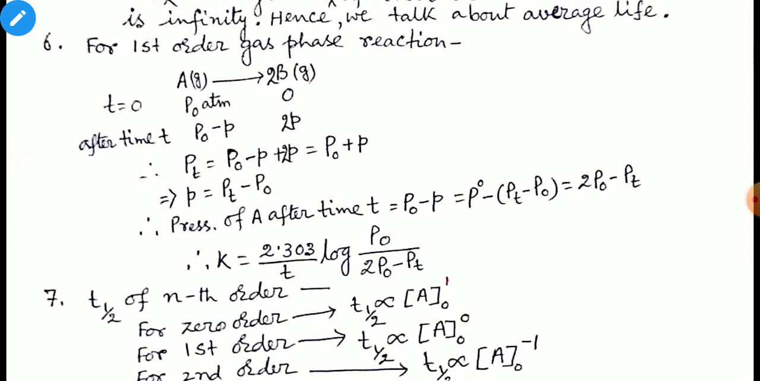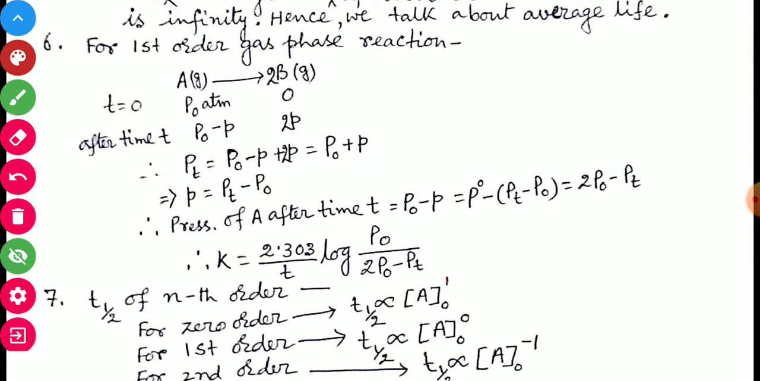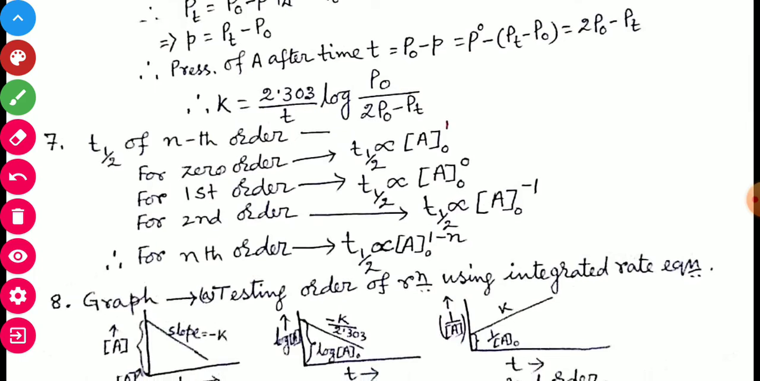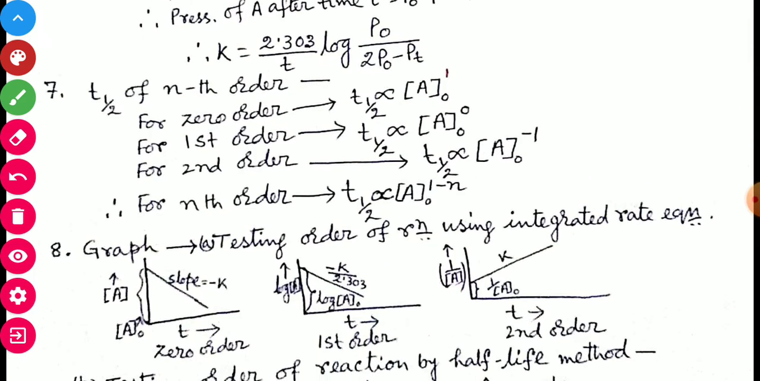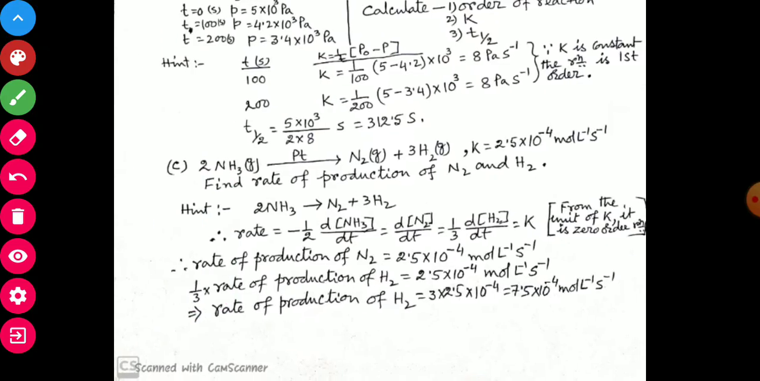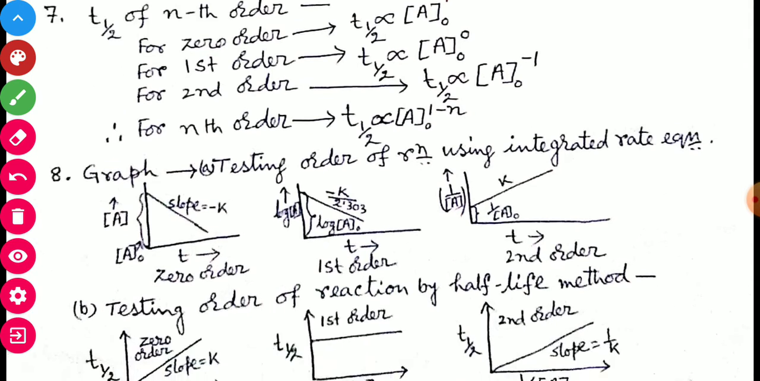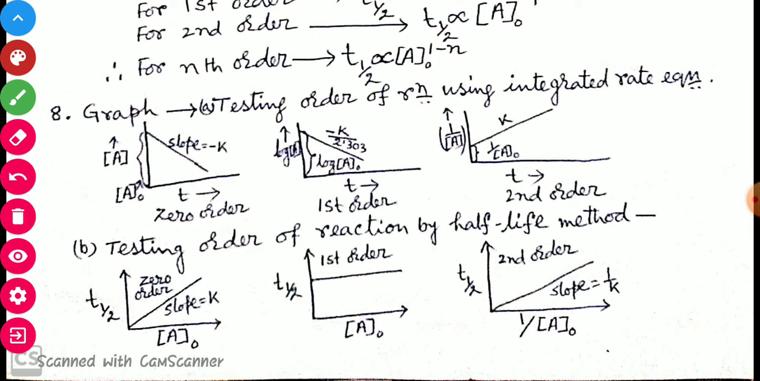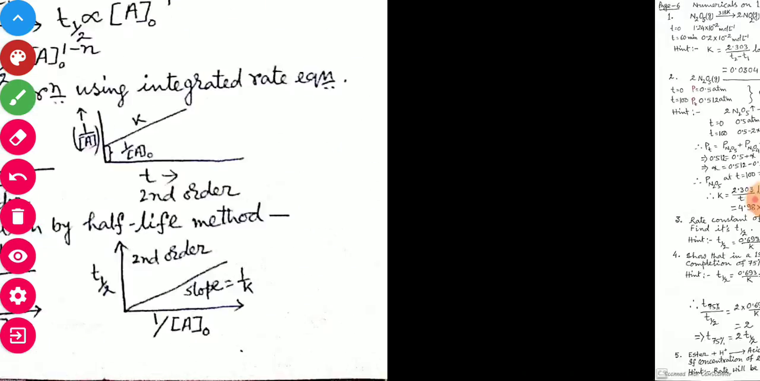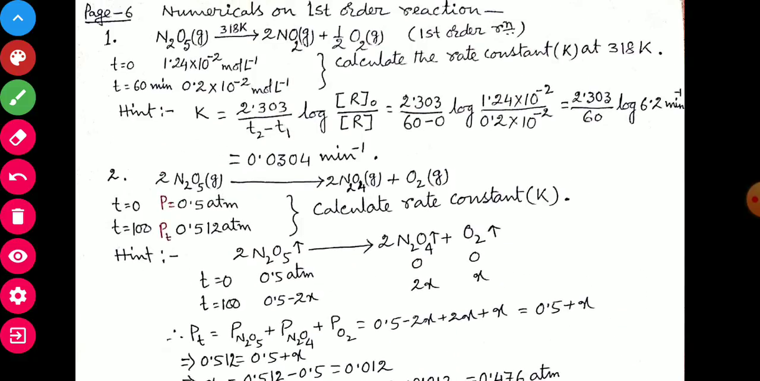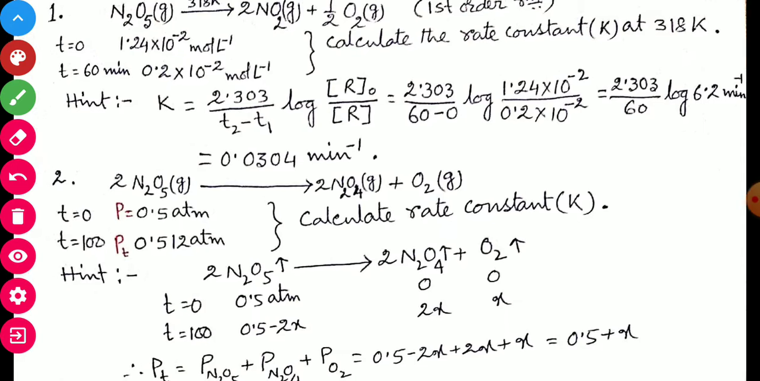7. T half for nth order reaction. From the discussion, we can conclude that for nth order, t half is directly proportional to molar concentration of A naught to the power 1 minus n. Now see the graph and observe the changes. Now, numericals on first order reaction.